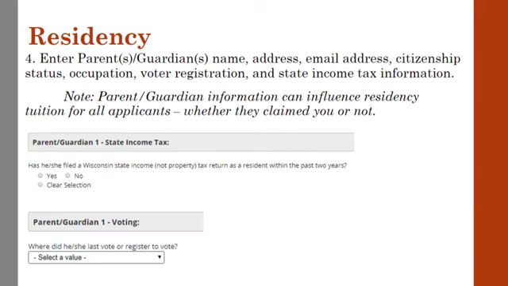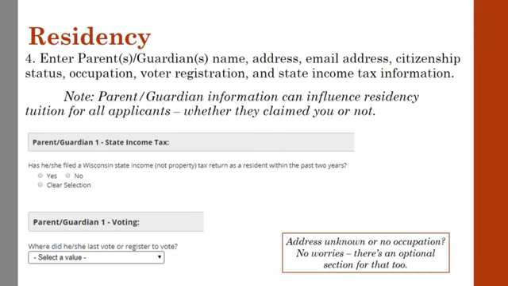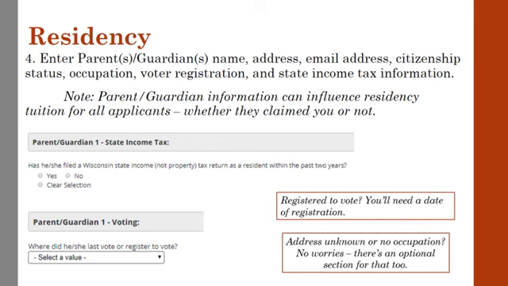Next, you'll need to enter your parent-guardian information, including their name, address, email address, citizenship status, occupation, and voter registration and tax information. If the address for your parent or guardian is unknown or you don't have occupation information for them, no worries, there's a drop-down section you can select for this. If your parent registered to vote in Wisconsin last year, you'll need to enter exactly where and when they registered to vote.